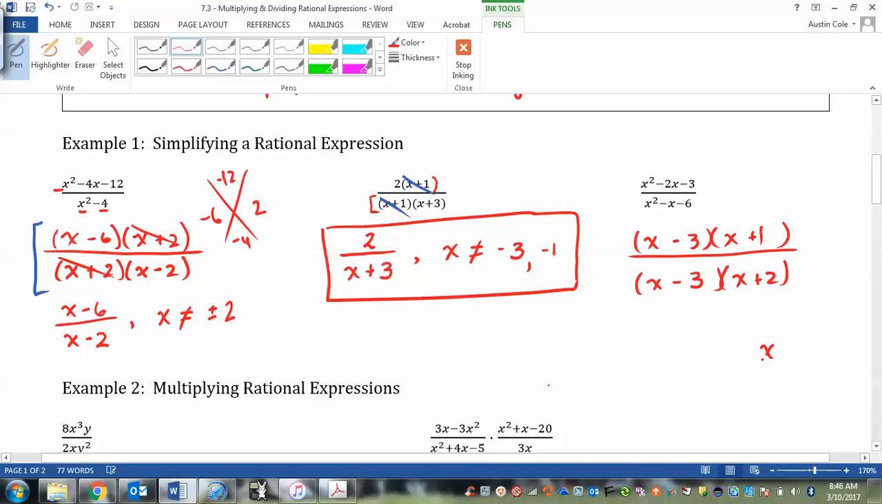Now, what's going to be our condition here at the end? Our undefined values. I know x can't equal 3, comma, x can't equal negative 2. And then the x minus 3's will cancel, right? So my final answer should be x plus 1 over x plus 2. But we need to know that x cannot equal 3 and negative 2. Questions there?